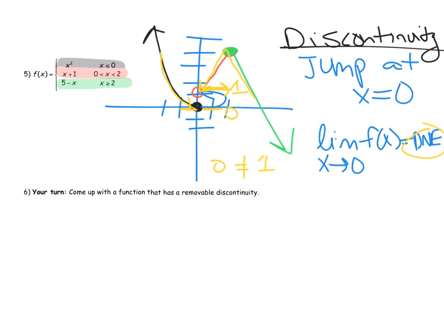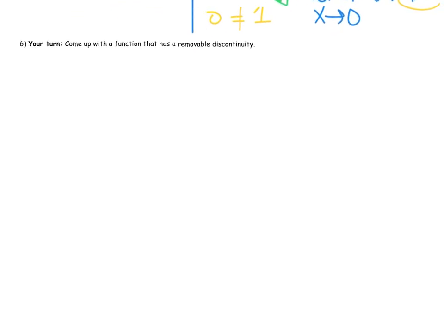And then lastly, I ask you guys to come up with a function that has a removable discontinuity. Remember, that means there's a hole in the graph. So think about when we did our rational functions unit and how we found the hole. So I'm going to give you an example actually here. So try to use this example to see if you can come up with your own.